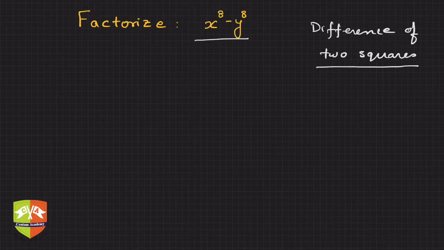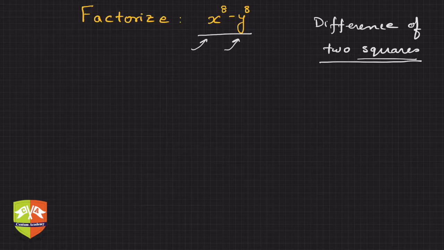So you will ask me, there is power 8 and you're saying difference of two squares. But if you see carefully, it can be converted into square. So what do we know about x to the power 8? We can express this as x to the power 4 whole square, isn't it? And minus y to the power 4 whole square.